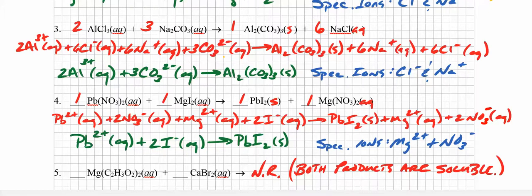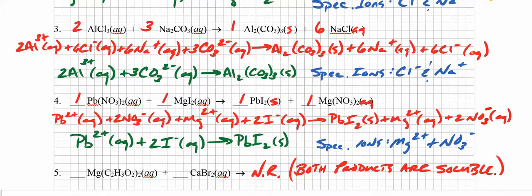Let's go to the right-hand side. Remember that the aluminum carbonate, the Al2(CO3)3, doesn't break down at all. It's a solid. Leave it alone. Plus 6 moles of Na+ ions, so 6 Na+ aqueous, plus the 6 applies both to the sodium and the chloride, so 6 moles of chloride ions, and we're done with the ionic equation.